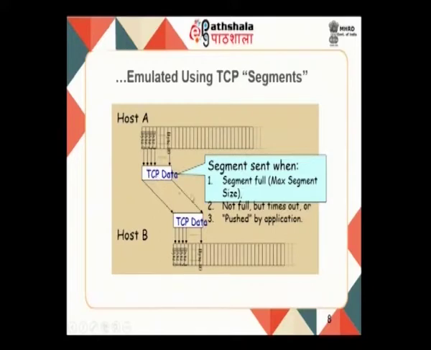But even if the segment is not full, if a timeout occurs, then TCP will send whatever data is available. Similarly, we also have an option wherein the application can push the data out of TCP, that is, the application can give a command called push, and whatever data is in TCP's buffer will be sent out. So, depending on that, the number of bytes in a TCP segment could vary. And TCP does not look at the data in terms of segments, but rather in terms of bytes.